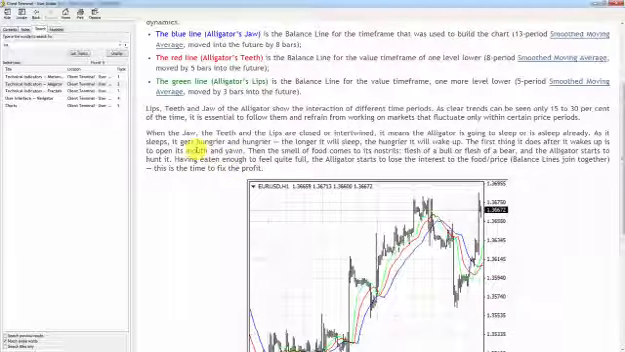And this is probably the way Bill originally suggested to interpret the indicator. When the jaw, the teeth, and the lips are closed or intertwined, it means the alligator is going to sleep or is asleep already. As it sleeps, it gets hungrier and hungrier. The longer it sleeps, the hungrier it will wake up. The first thing it does after it wakes up is to open its mouth and yawn. Then the smell of food comes to its nostrils, flesh of a bull or flesh of a bear, and the alligator starts to hunt it. Having eaten enough to feel quite full, the alligator starts to lose interest in the food. Price balances, lines join together. This is a time to fix a profit.